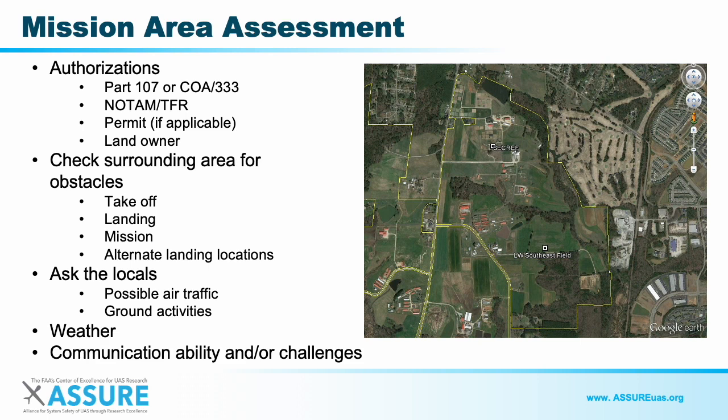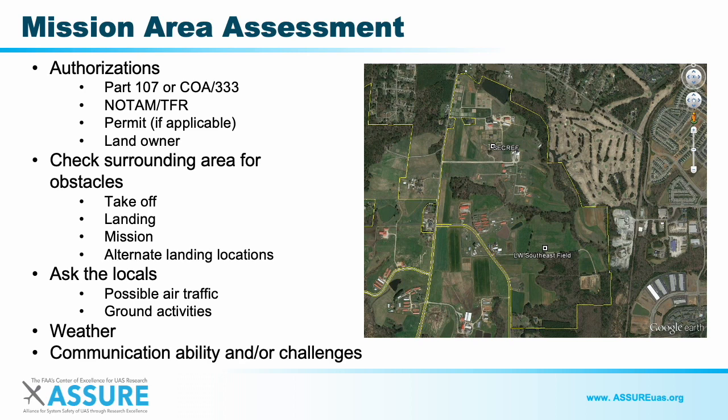This includes: first, think about the authorizations required. You need to determine what provisions you are flying under, either Part 107 or a Certificate of Authorization referred to as a COA. Section 333 is an exemption in connection with a Certificate of Authorization. This is more common with public safety. The Certificate of Authorization is granted through the FAA.